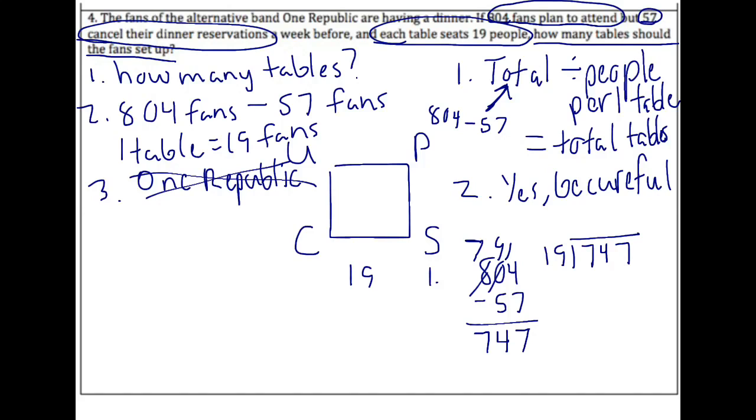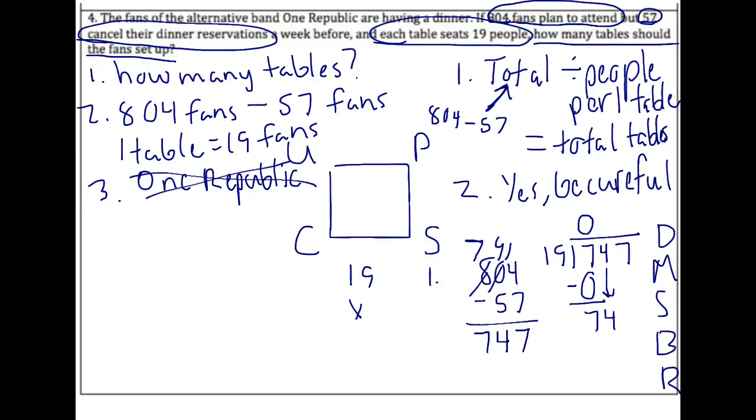So I'm going to put on the side here: divide, multiply, subtract, bring down, and then just keep repeating that process. I'm using the long division method. 19 cannot go into 7, so I'm going to put 0. 19 times 0 is 0. 7 minus 0 is 7. Bring down the 4. How many times can 19 go into 74?